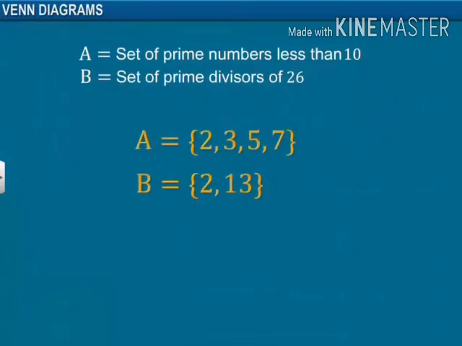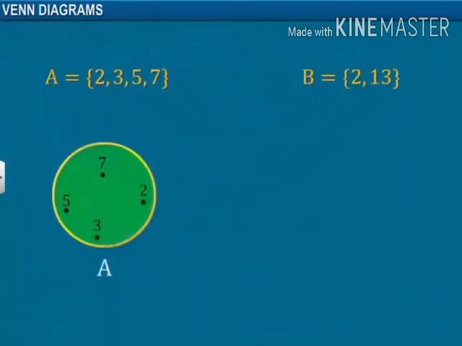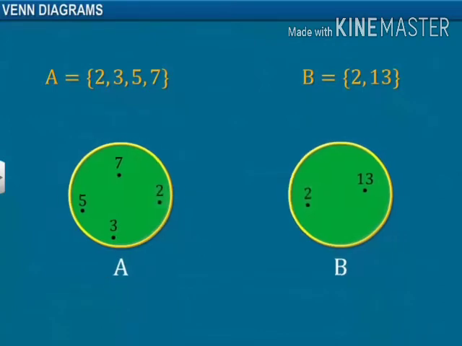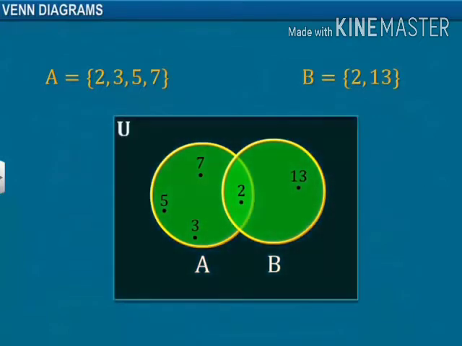These sets are represented in circles A and B as shown. If we observe, the element common to both the sets is 2. So we overlap the circles on each other as shown. The common region of the two circles will have the element 2, which is common to both the circles.